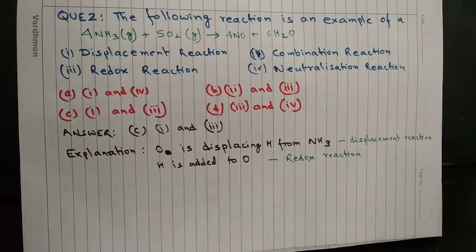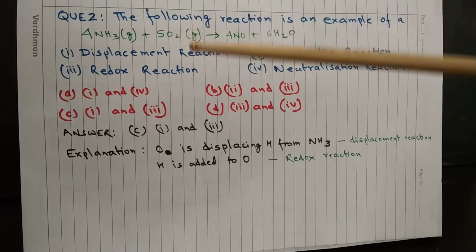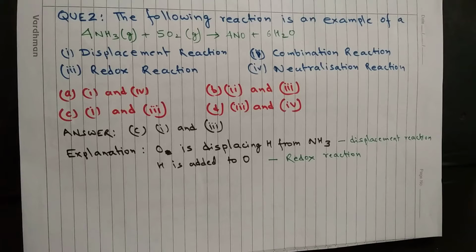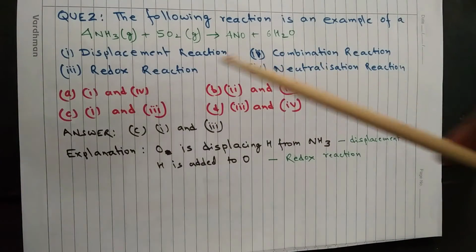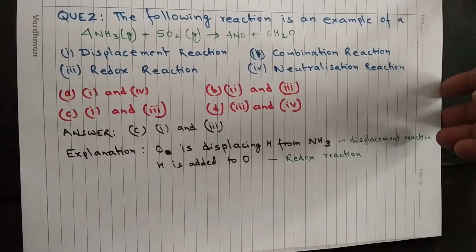In this reaction, hydrogen of ammonia is being displaced by oxygen, and that is why this is a displacement reaction. In this case, hydrogen is added to oxygen or oxygen is added to hydrogen, so oxidation and reduction are taking place, and that is why this is also an example of redox reaction, and this is the reason that 1 and 3 are the correct answers.